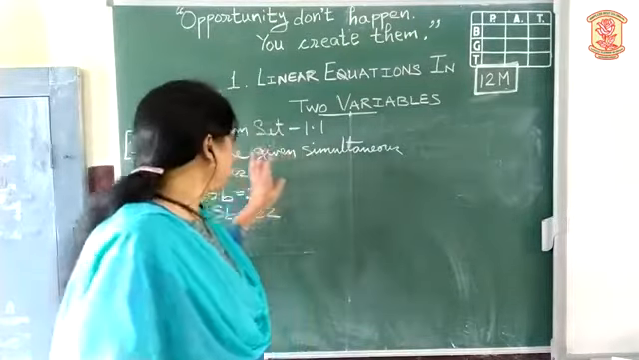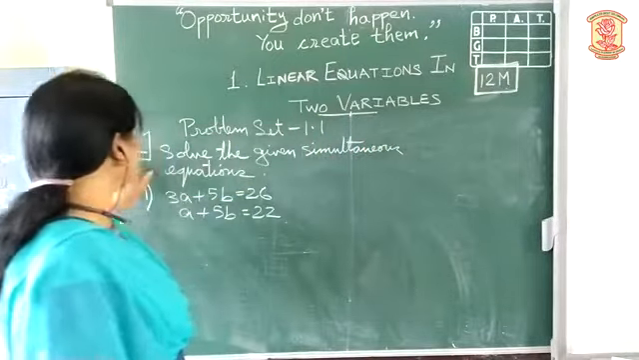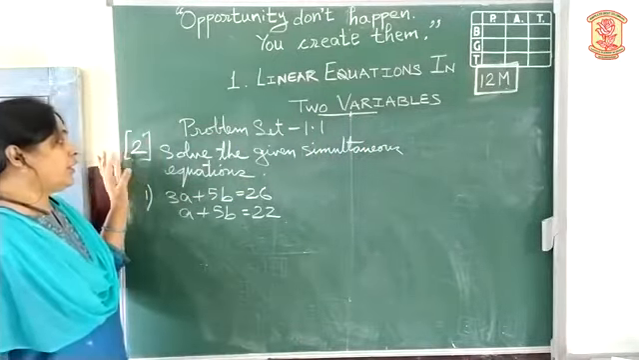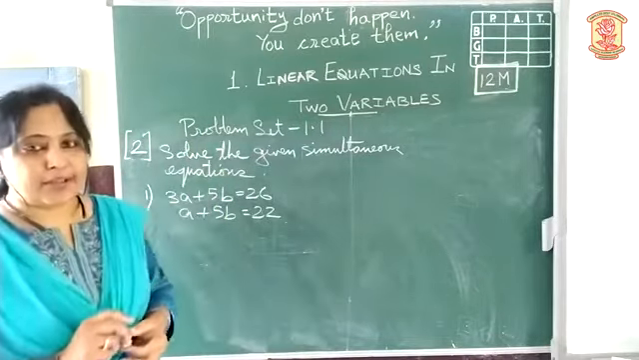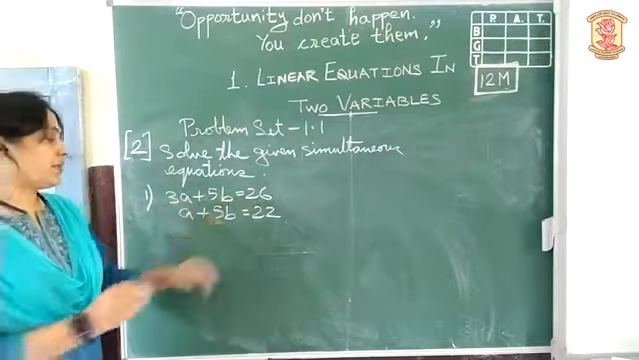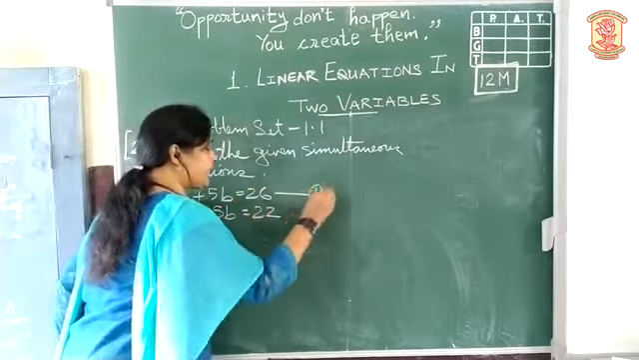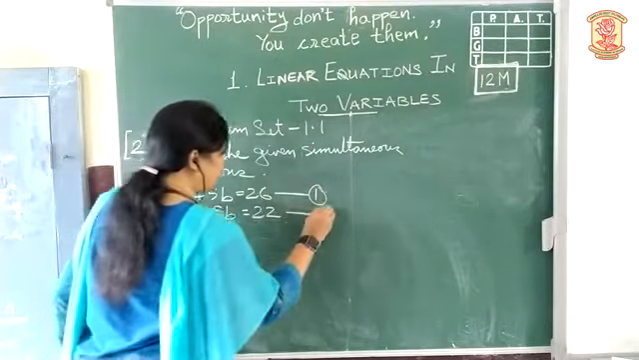We have finished with the first question of problem set 1.1. Now we are going to start with the second question of the same exercise, that is, solve the given simultaneous equations. The first one is 3a plus 5b equals 26. This is the first equation. And the second one is a plus 5b equals 22.